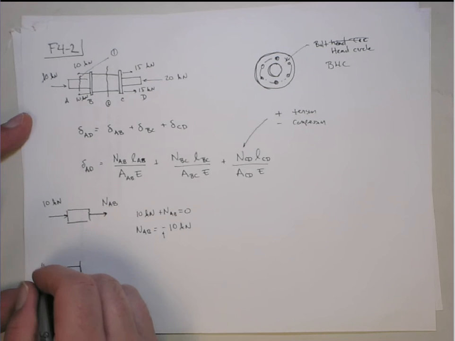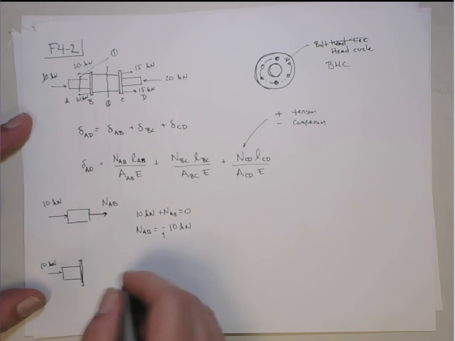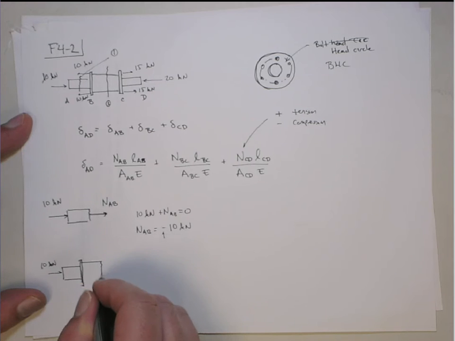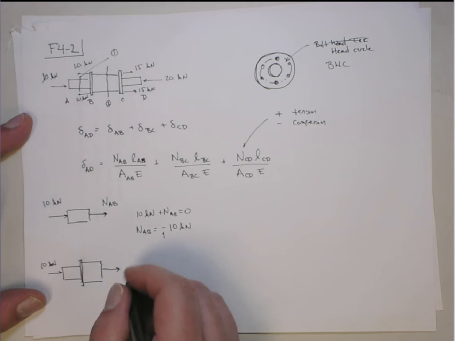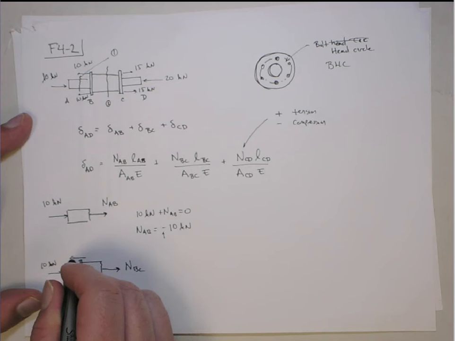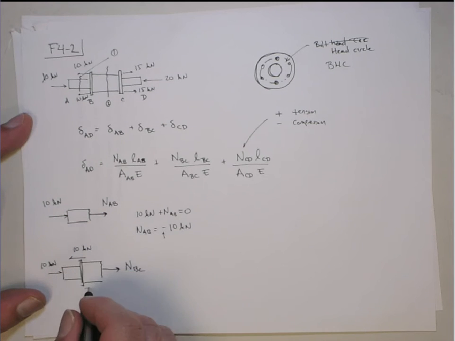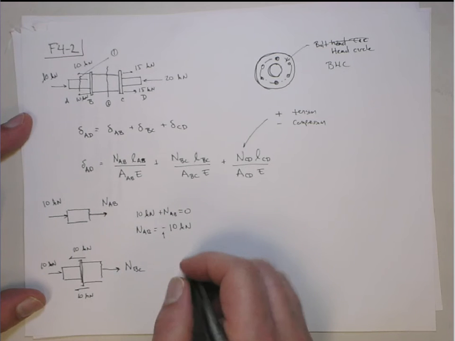We have the 10 kilonewtons acting there. Here's the cut. So again, the internal reaction force is assumed positive in tension. So this is NBC. And we have forces at the flange, 10 kilonewtons, and then another 10 kilonewtons. So we do sum of forces here.